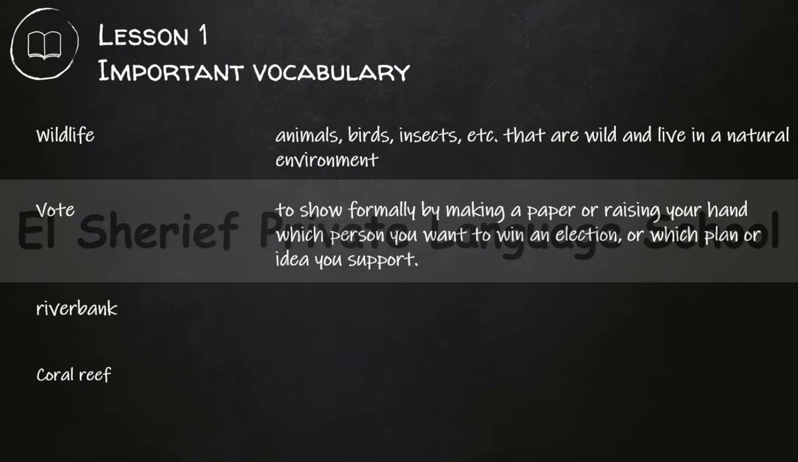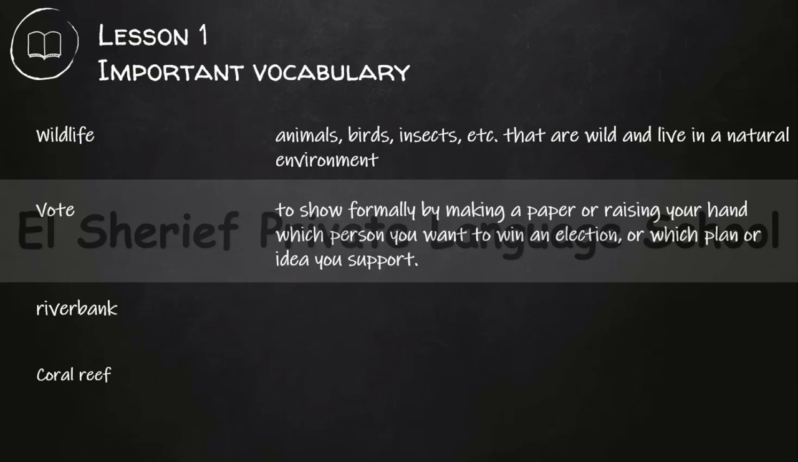Number two, and it's called vote, and it is to show formally, by making a mark on paper or raising your hand, which person you want to win an election, or which plan or idea you support. It's like the American elections between Donald Trump and Joe Biden, and it will be next November. So you have to vote in this election. And for this, I'm going to say everyone over 18 has the right to vote.